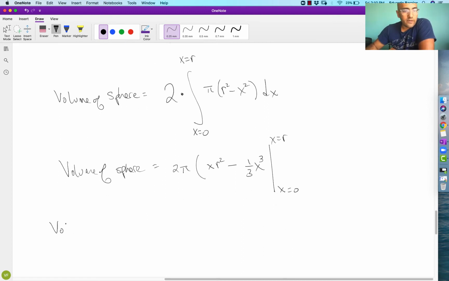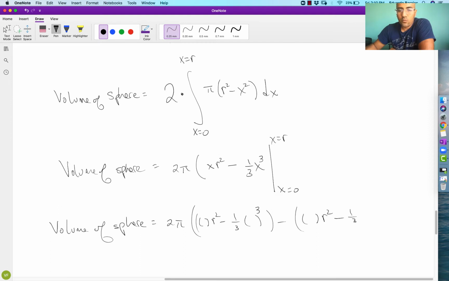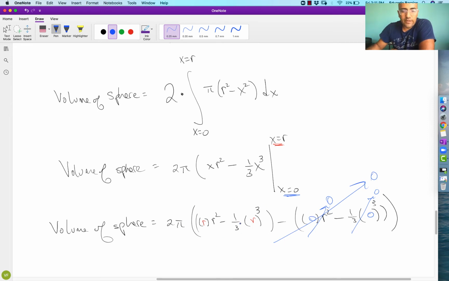Good. Almost there. My volume of the sphere then is going to be equal to 2 pi times something times r squared minus 1/3 times something to the third power, minus something times r squared minus 1/3 times something to the third power, like that. And so we apply r, so that's going to go there, r, and then we apply 0. That's going to be minus 0 and 0. Okay, luckily, as we had foreshadowed, anytime you can throw in a limit of integration with a 0, good things happen. 0 times anything is 0. 0 times anything is 0. 0 minus 0 is 0. So this whole thing is just 0.